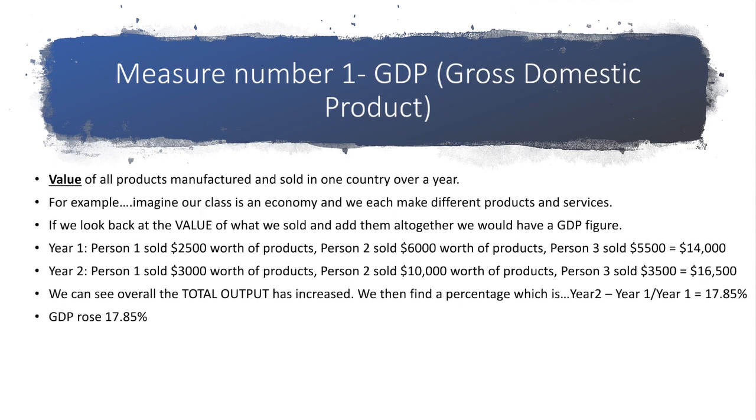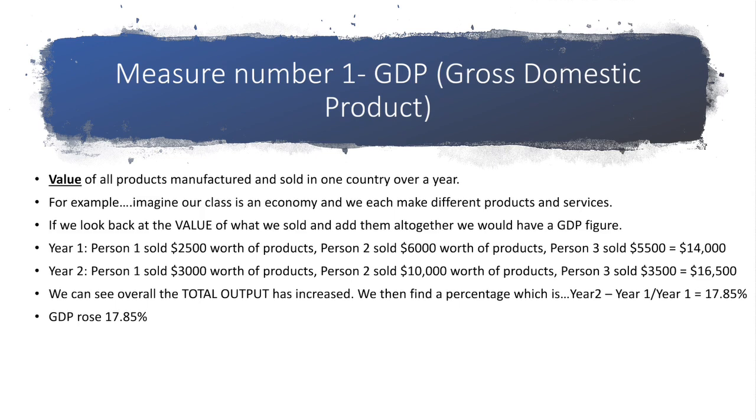So let's say in year one, person one sold $2,500 worth of products. So could be anything. Maybe they're making coffees and they added up all the different coffees they've sold. So the value of the output would be $2,500. Let's say person two sold another product and their total output was worth $6,000. Let's say person three, their total output was $5,500. So overall, our total output would be $14,000. So that's for year one.